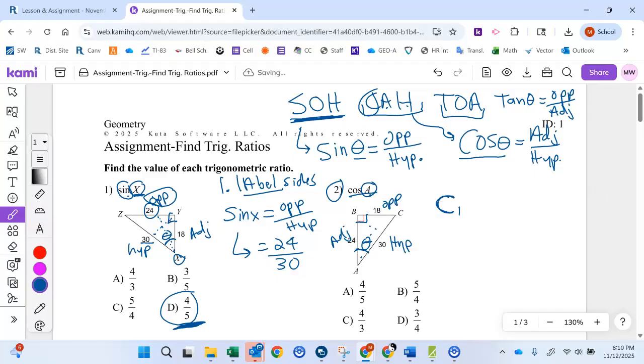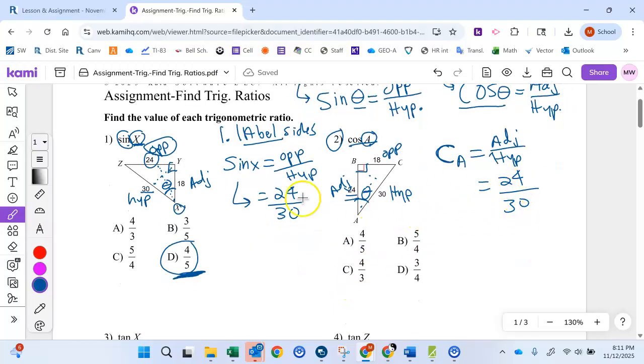So cosine A is equal to what? Adjacent over hypotenuse. What's adjacent is this one, so I'll just write it down right now. Adjacent over hypotenuse is equal to, what is the adjacent? It's 24. What's the hypotenuse? Over 30. Hey, we just did that, didn't we? So we should know the correct answer. Since we already did it, we already know it's going to be 4 over 5. So that one's A. It's not always going to be like that. It's just a coincidence.